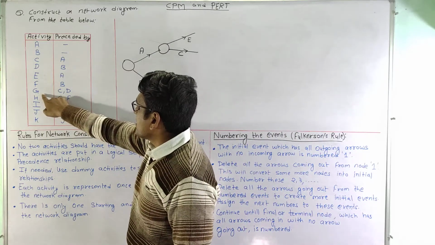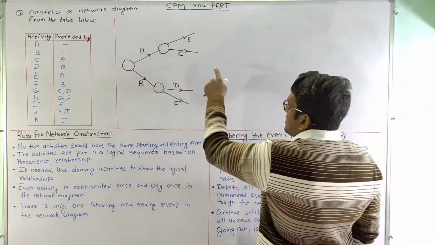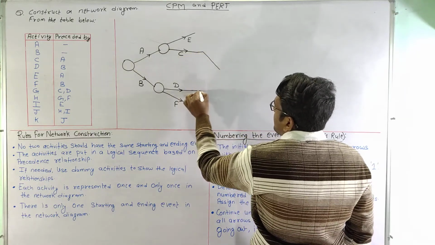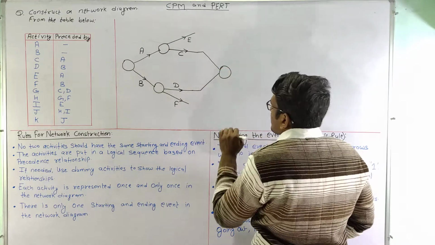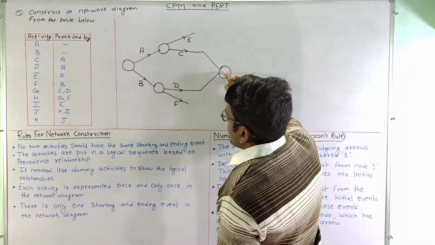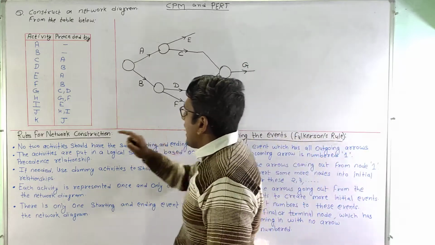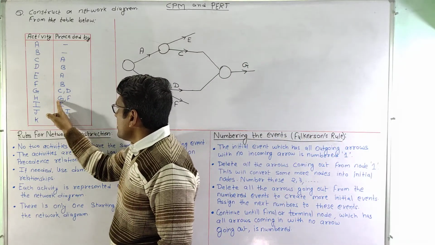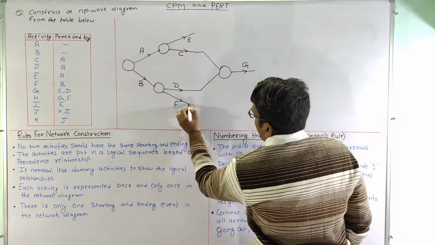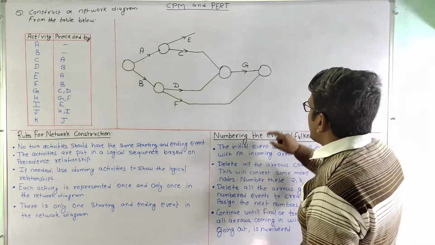Now moving on to activity G. Activity G is preceded by C and D both. That means to start activity G, activities C and D have to be completed. So what we will do is converge activity C and activity D to a common node, and this node suggests that at this point activities C and D are completed. So we can start activity G from this particular node. This is activity G. And activity H is preceded by activity G and activity F. So we will bring F towards activity G and converge these two activities at a single node.